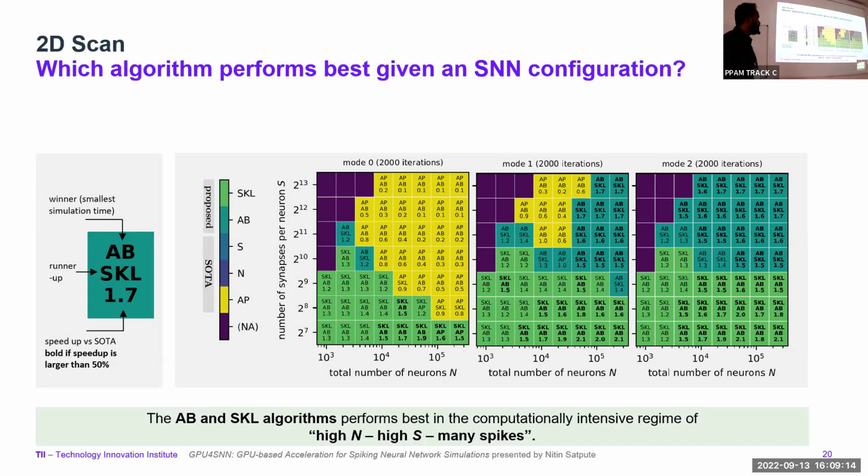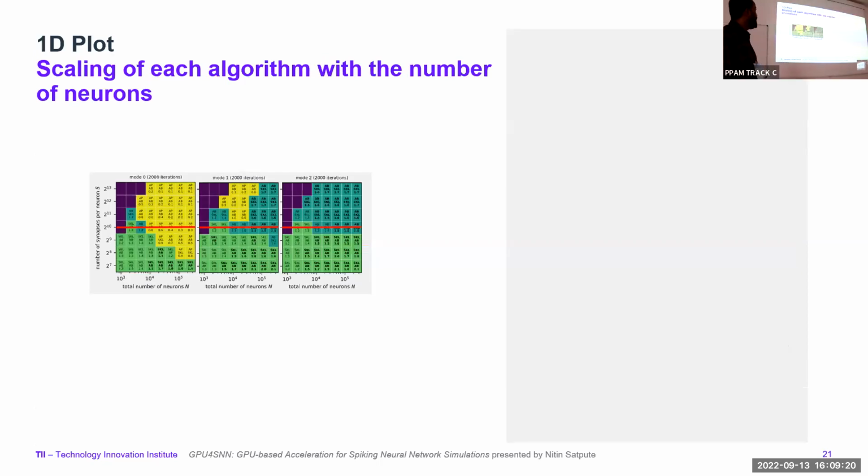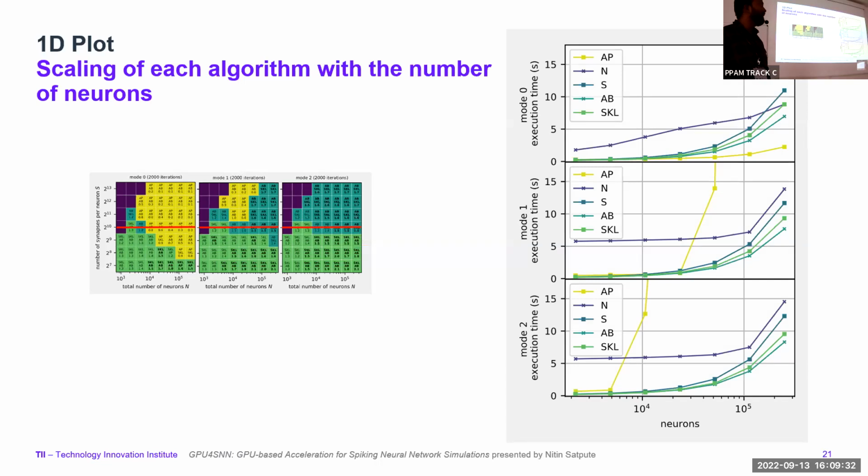AB and SQL algorithms perform best in the computationally intensive regime, which is high N and high S, many spikes. I'm just showing this as a 2D diagram, and a 1D example of the performance as well. That particular row I have taken as a 1D diagram, and I'm showing the 1D image out of it. So you can see the yellow.